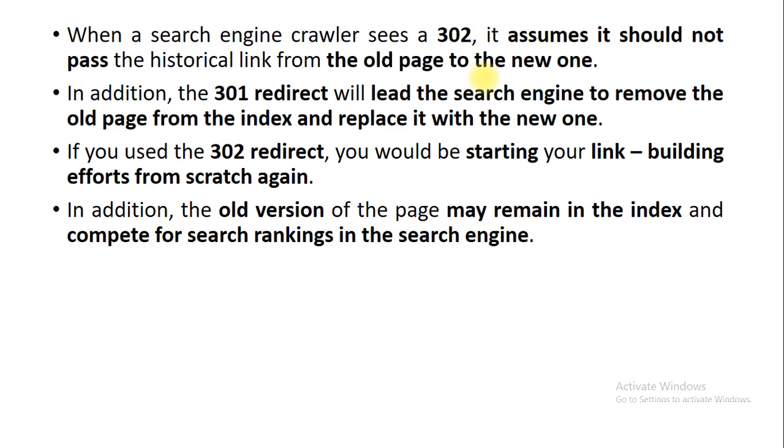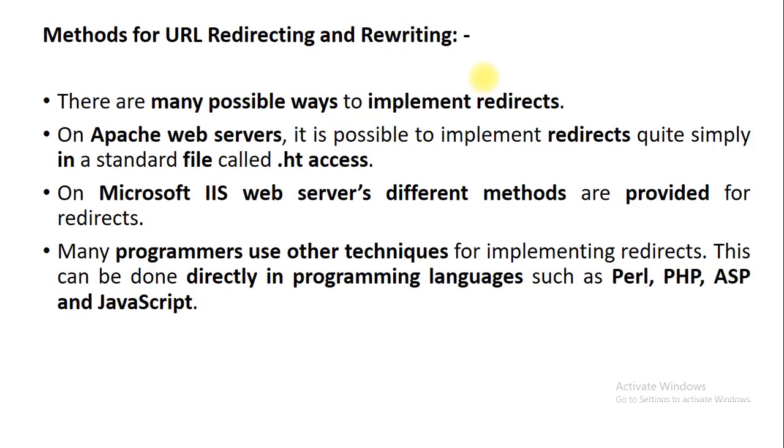So when you use a 302 redirect, at that time you need to work very hard on the link building efforts. You need to apply it and start it from scratch again. In addition, the older version of the page remains as it is and is indexed by the crawler, and now you need to apply efforts for the indexing of the new website or new URL in the 302 redirect.